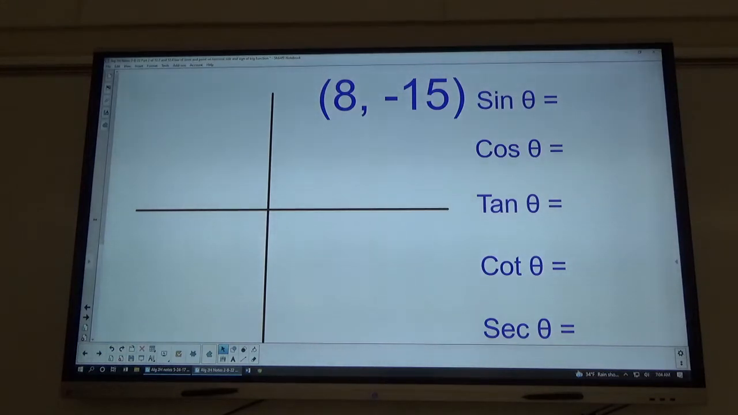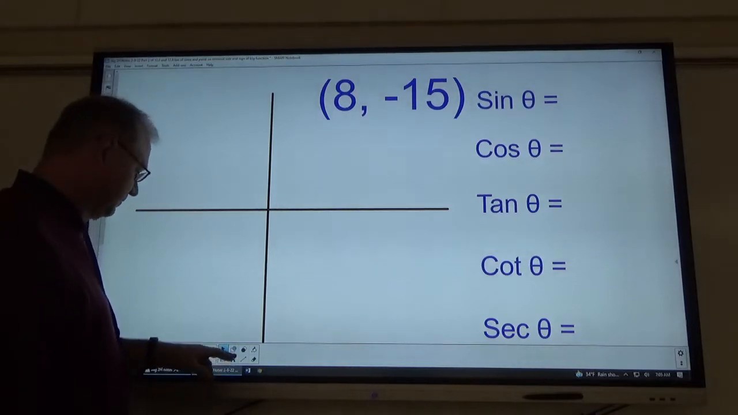What happens when you have one point like this, but that ends on an axis? And then the law of sines. That's the final thing we'll talk about today. So, let's get started with this.